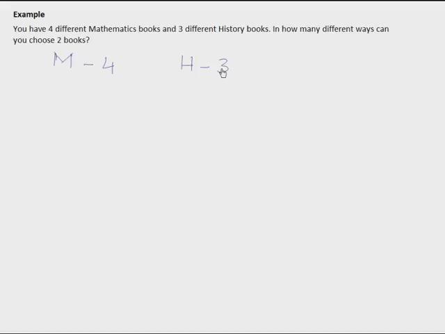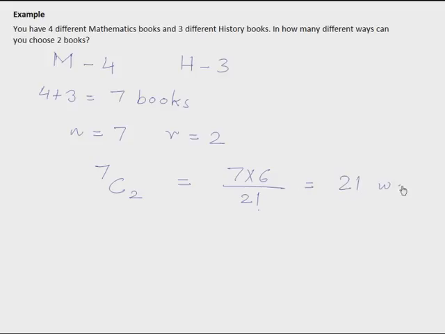And how many books do I have? I have 4 plus 3 equal to 7 books. And how many books do I want to choose? 2. So the situation is n equal to 7, r equal to 2. And the answer is 7 choose 2 equal to 7 into 6 over 2 factorial, 21 ways. So there are 21 pairs of books I can choose if I have 7 books.